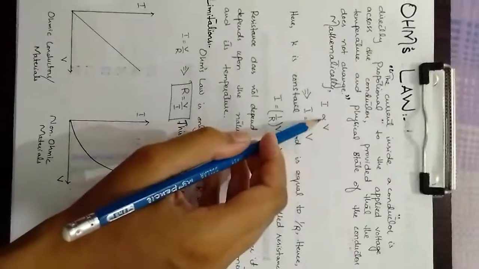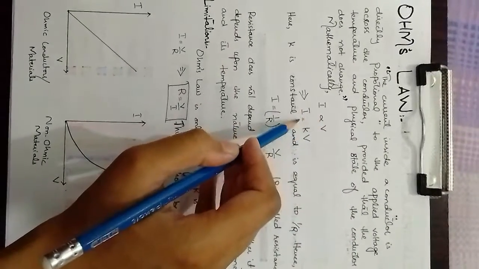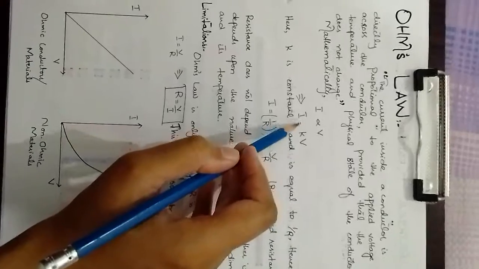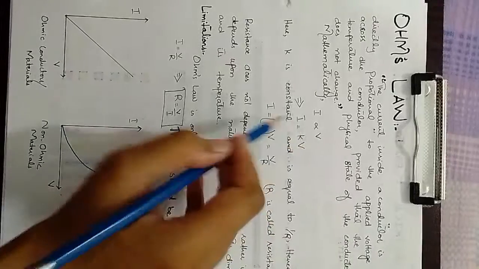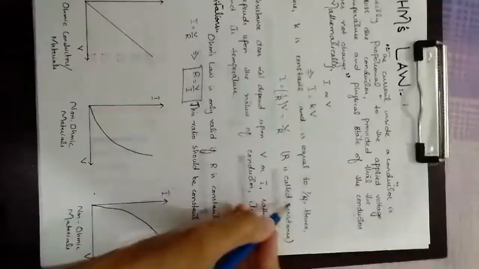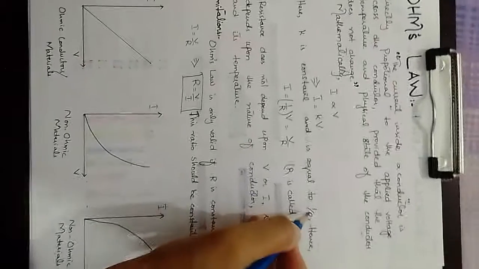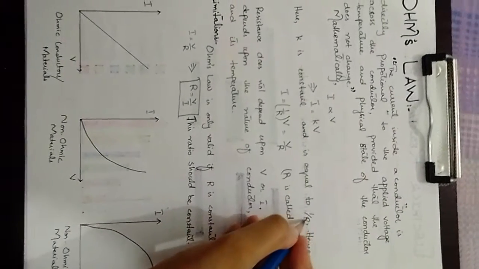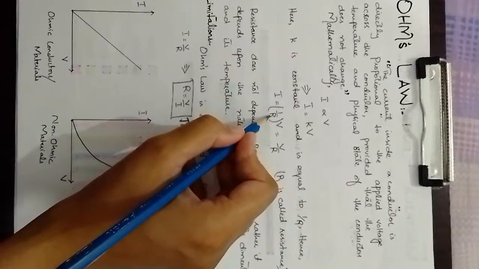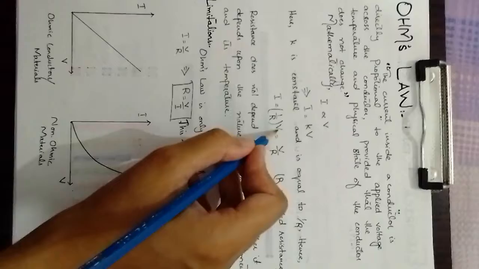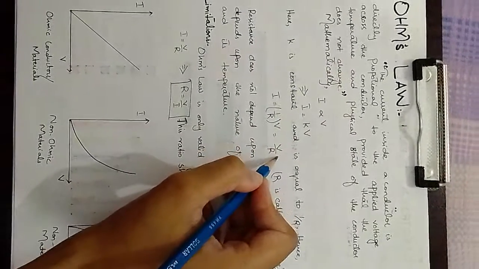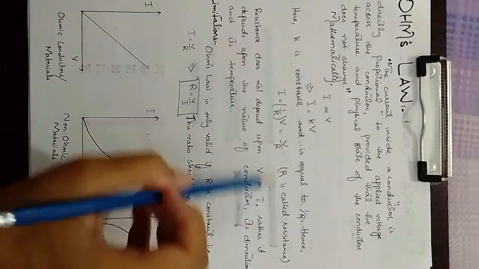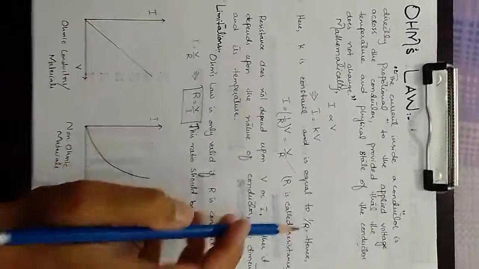So here we will remove the proportionality sign and we will introduce a constant and an equality sign. So it will become I equals kV, where k is the constant, and the value of k is 1 by R. R is also a constant over here. Now we will put 1 by R in place of k. It would become 1 by R into V. 1 into V becomes V by R. This is the equation for Ohm's law, where R is called resistance.